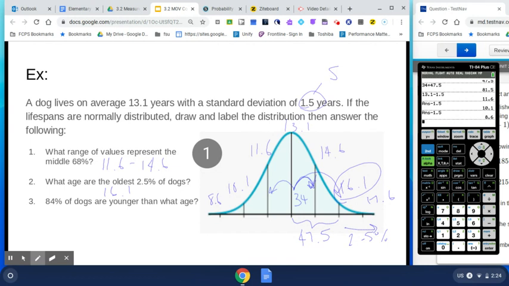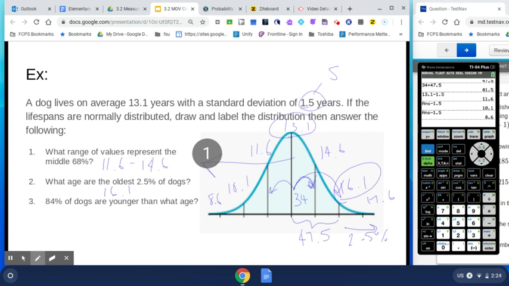Okay, and then 84% of dogs are younger than what age? Okay, if I want 84% to be younger, then I have to be above the mean for 84% to be to the left of the distribution. Because if I stay here at the mean, there's only 50% of dogs younger than the mean. So I know I have to be to the right of that to get more of a percentage on that left-hand side. So I'm going to, again, just start to add standard deviations and think about what percent would be to the left of that.